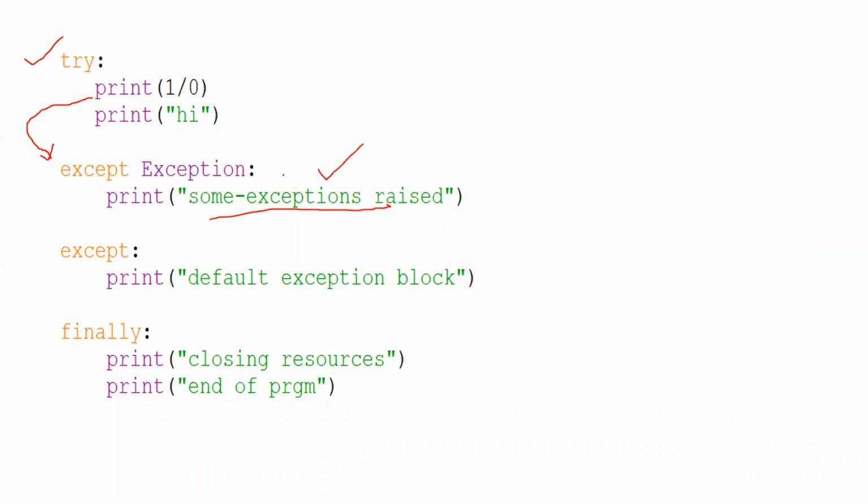Some exception got raised. Now this exception is handled, right? So no need to handle again. And finally block will be executed, closing the resources and end of the program. Output will be: some exceptions raised, closing the resources and end of program. Observe, if you write the default except block before this exception, you will get an error because the default except block should be at last in the code. So this code will run fine.